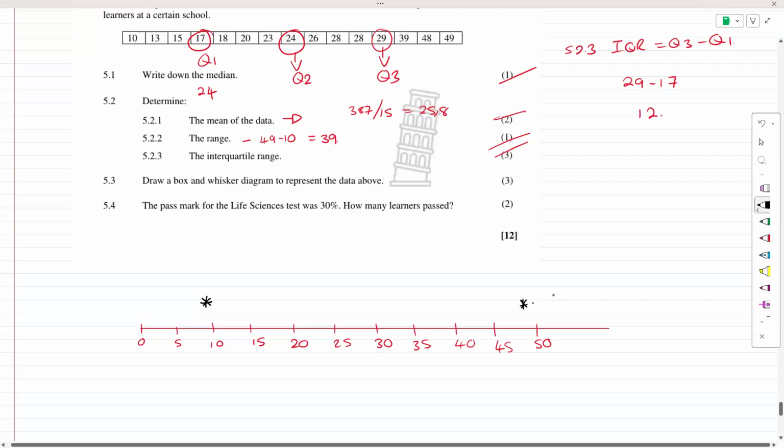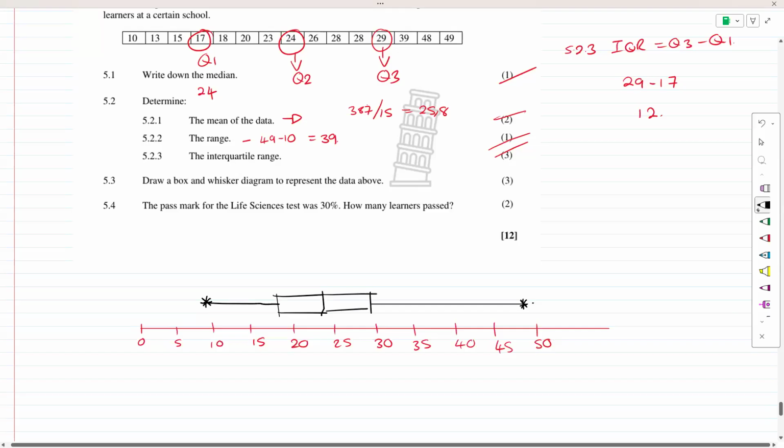Quartile 1 was 17. Quartile 2 was 24, somewhere there. Okay. And quartile 3 was 29, somewhere there. Right? It's just before 30, guys. Apologize. It's hard to draw, but that's all there is for this question. And that's how we would draw generally the box and whisker diagram.